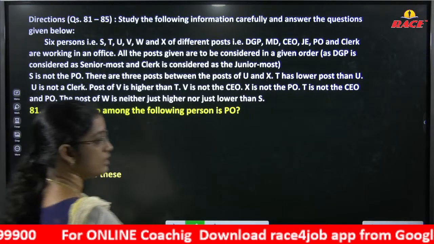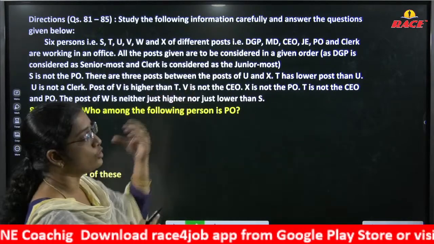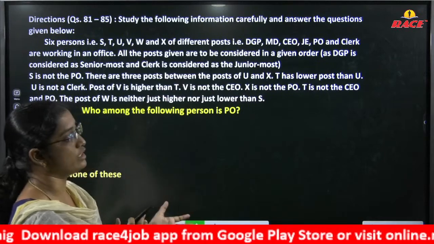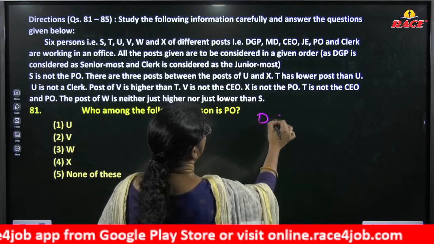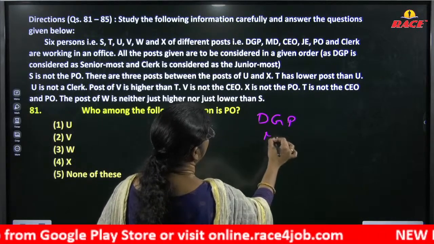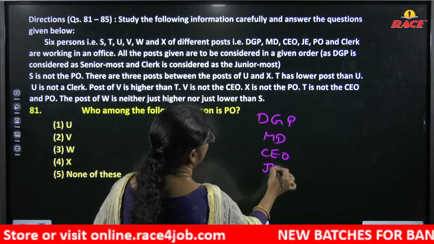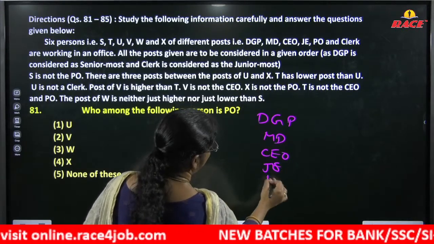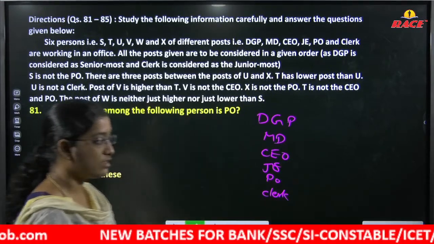So just observe here. We have to take all the posts, that means positions, in order. They are giving that information. So simply we have to note down DGP, MD, CEO, JE, and then PO, and the next one is clerk.